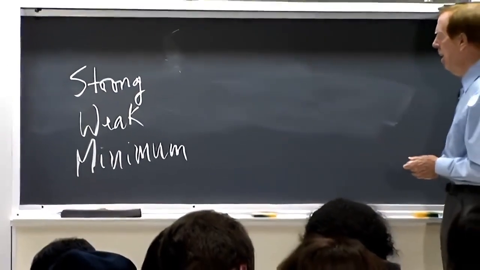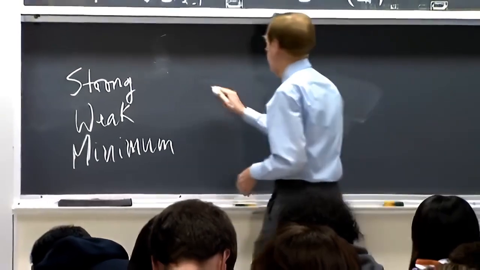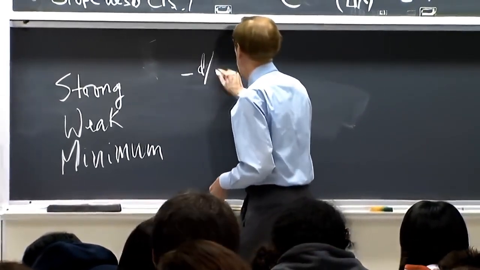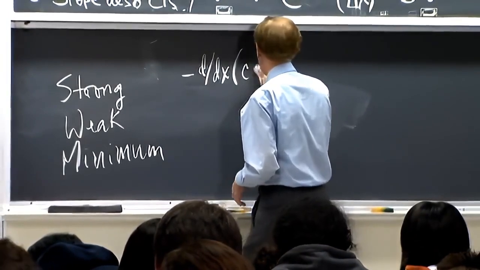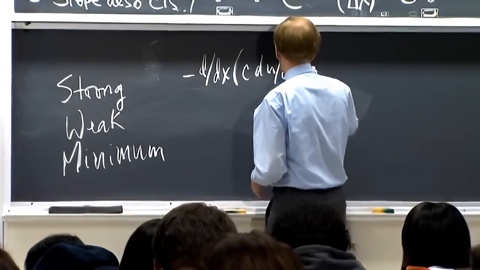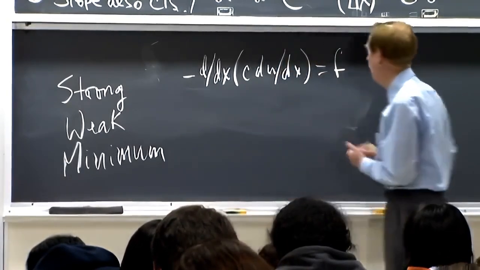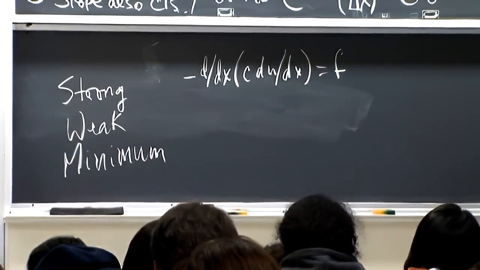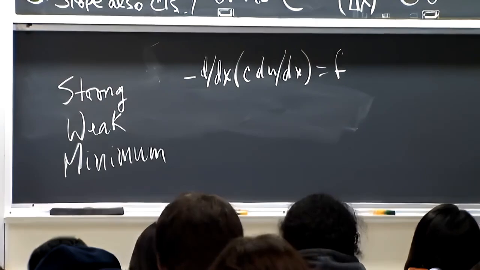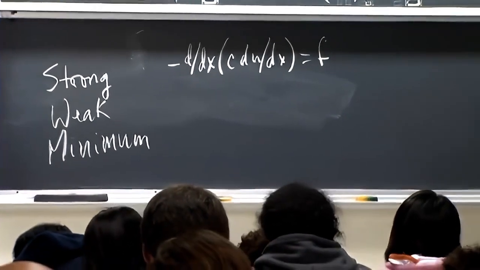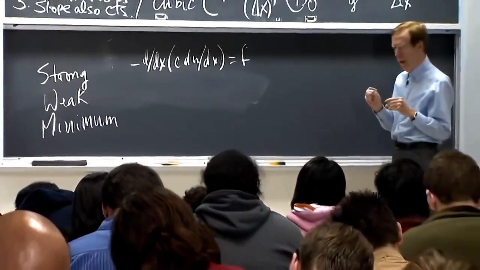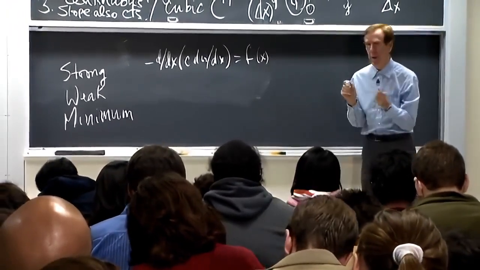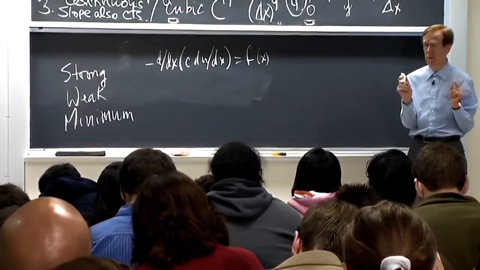Okay. So the strong form of our equation was minus the derivative of c du dx equal f of x. What was the weak form? How do you get to the weak form?